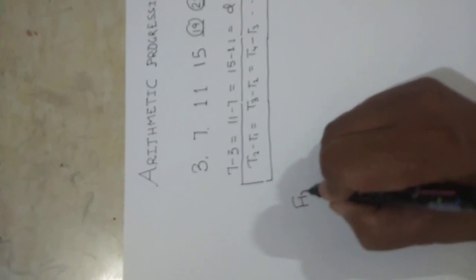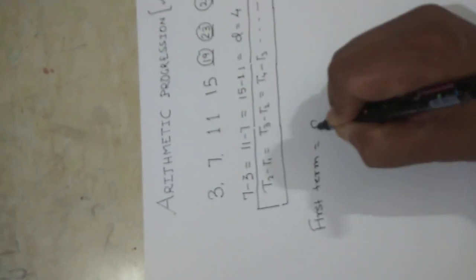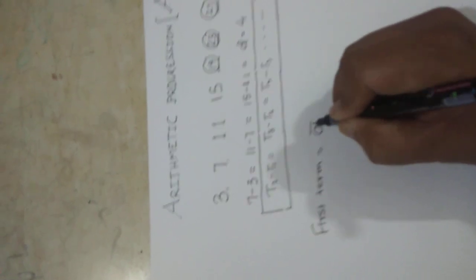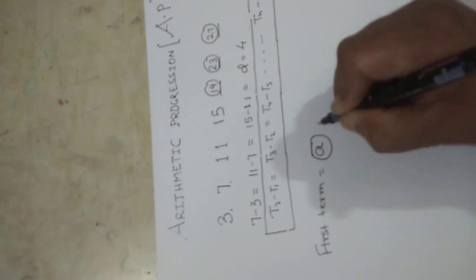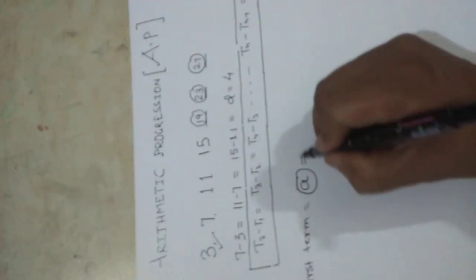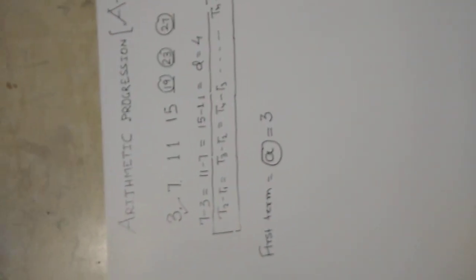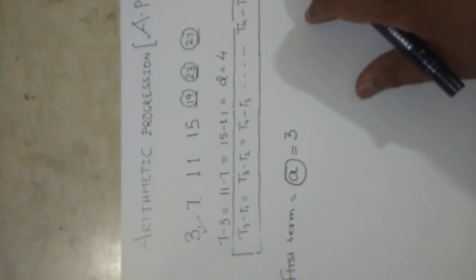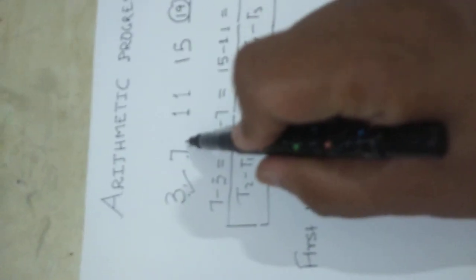First term. And this first term is A. This first term is A. And here it is 3. Now I am going to establish something else. Suppose, what should be added to 3 to get 7? Plus 4. Here also plus 4.